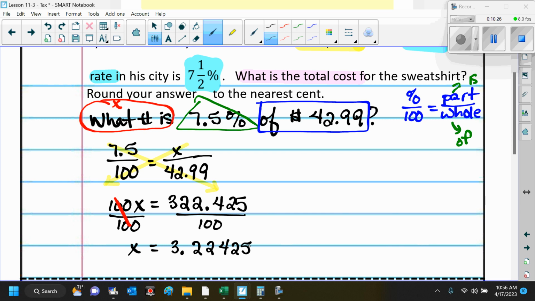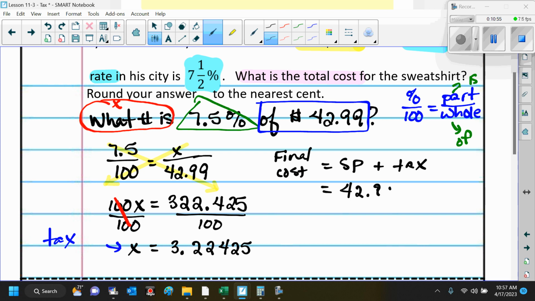So now, that is the tax, right? That is the tax. So what do I do with that? No, I'm not rounding yet. Right. So now we're going to get the final cost, which is the sale price plus the tax. Everybody good? So that's $42.99 plus 3.22425.